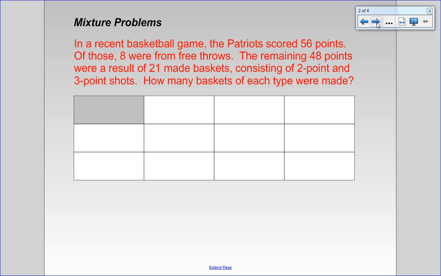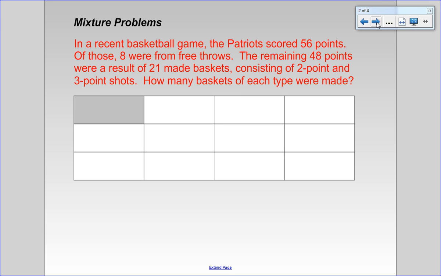In a recent basketball game, the Patriots scored 56 points. Of those, 8 were from free throws. The remaining 48 points were a result of 21 made baskets consisting of 2-point and 3-point shots. How many baskets of each type were made?